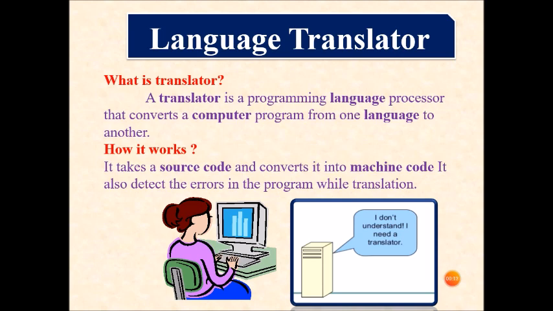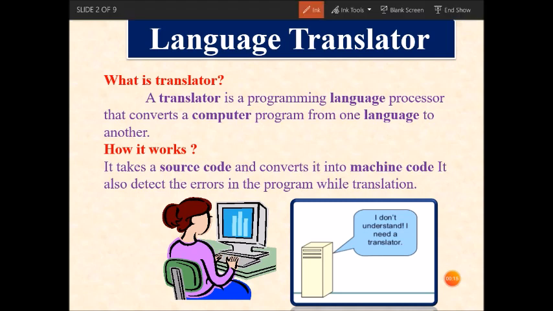And what is translator? Now see, translator is a programming language processor which converts a computer program from one language to another, which means translator is a system software or language processor which is used to translate or convert the high level and assembly level language into machine level language.